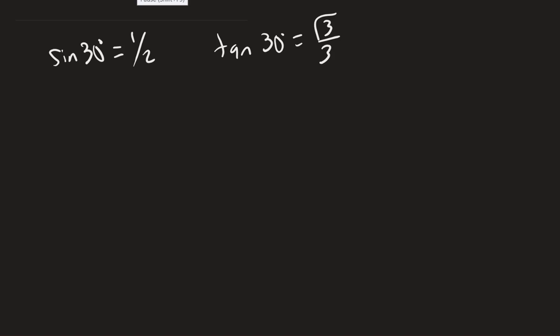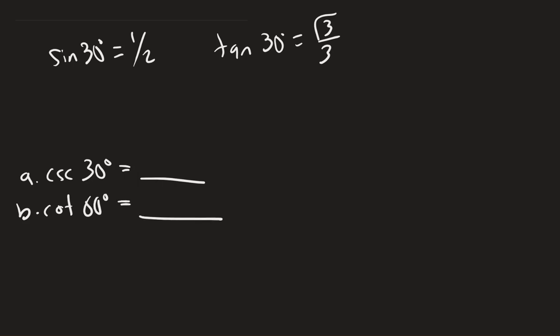Question 38, we've got 4 parts here. It would like to know what is the cosecant of 30 degrees, the cotangent of 60 degrees, the cosine of 30 degrees, and part D, cotangent of 30.